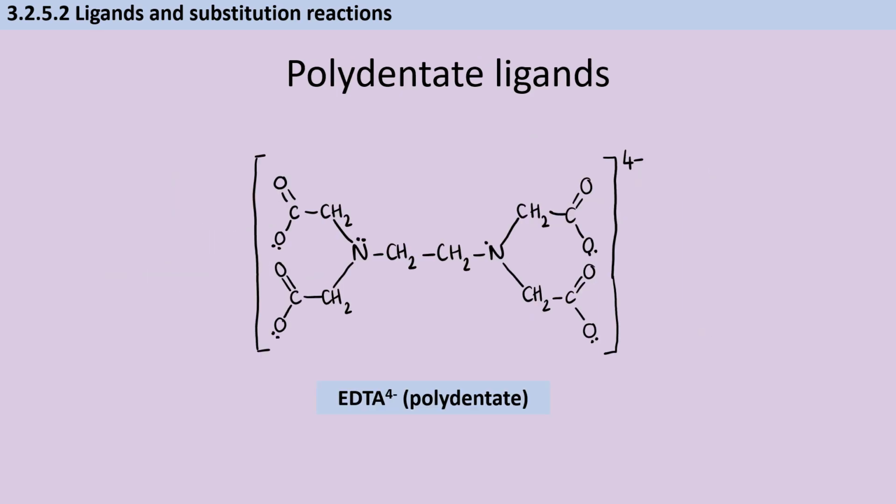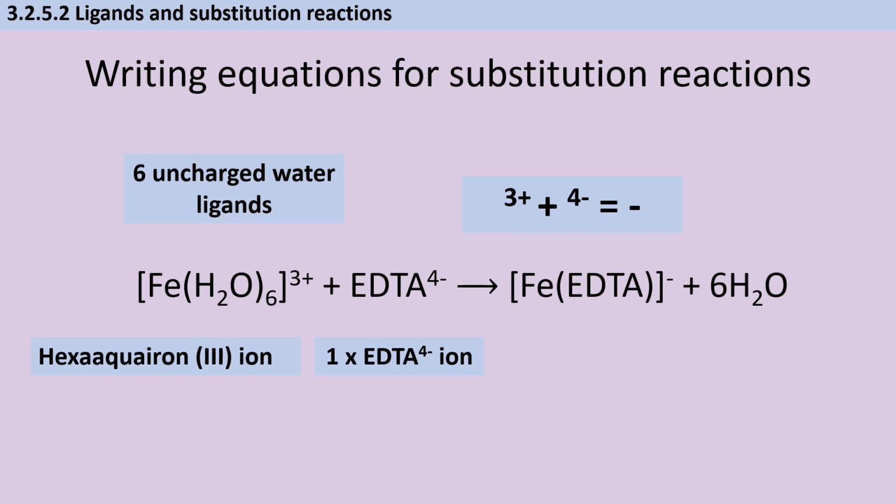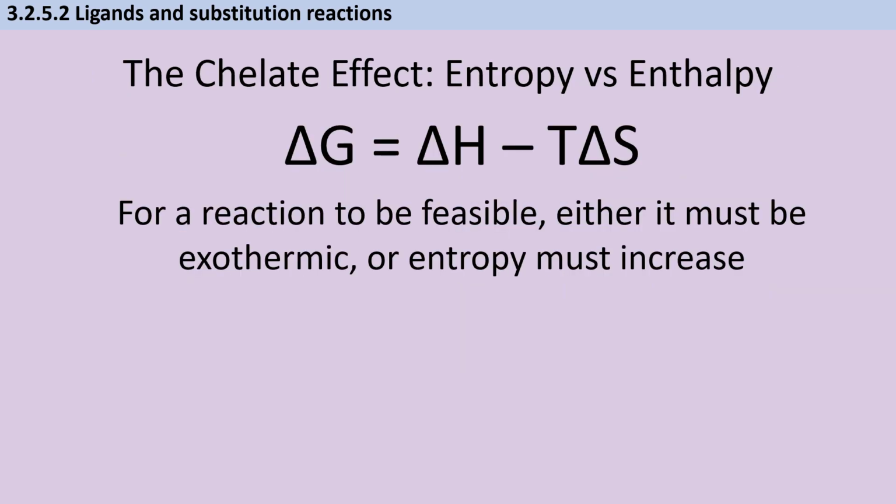EDTA, or ethylene diamine tetraacetic acid, is a polydentate or multidentate ligand that forms 6 dative bonds, using nitrogen and oxygen atoms with lone pairs. You should be able to write substitution reactions for any of these bidentate or polydentate ligands replacing the monodentate ligands in a complex. We learned in the thermodynamics topic that in order for reactions to be feasible, either they need to be exothermic with a negative enthalpy change, or they need to cause a large positive increase in entropy.